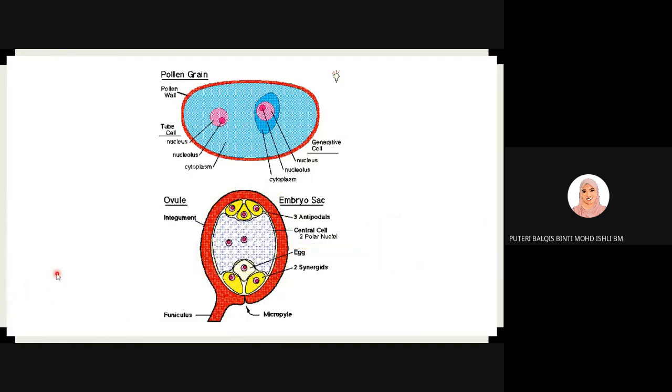This is 2 synergid cell. 2 synergid cell will be located at the micropyle. Mungkin nanti kalau ada soalan, gambar tu dia akan jadi terbalik dan suruh you label. Tengok mana satu micropyle. Cari micropyle dulu, so awak tahu dekat micropyle ada 2 synergid cell, 1 egg cell. Synergid cell ni dia akan protect egg cell. Then kita ada 2 polar nuclei at the center and the 3 antipodal cell.